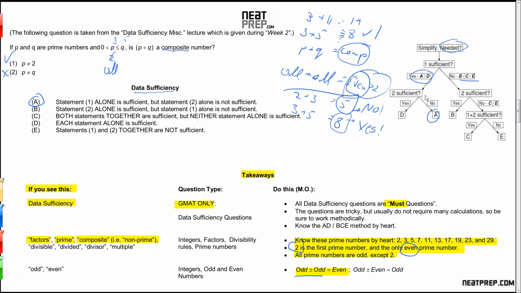Instead of memorizing these, if you do know what you're doing during a GMAT course, you do need to know these.